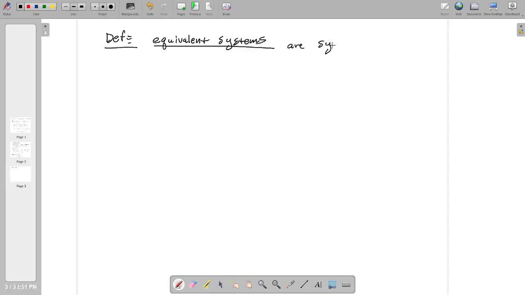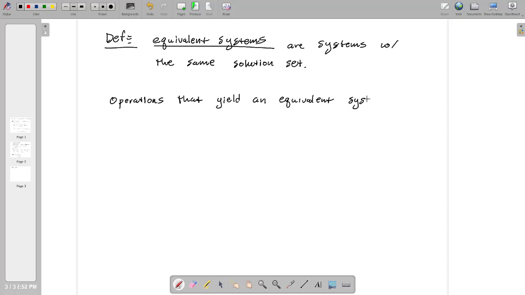Definition. Equivalent systems are systems with the same solution set. Operations that yield an equivalent system. So I'm going to go over these 3 operations in a second. But I want to discuss for a second why we're defining equivalent systems.